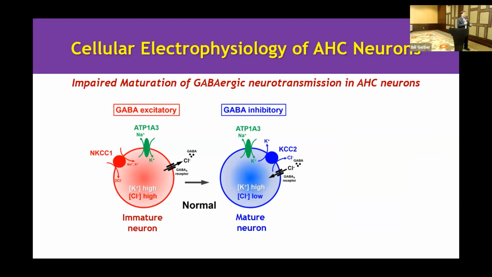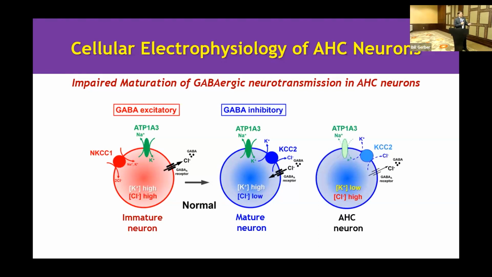Well, what happens in AHC? Well, we think there's a connection because normally we expect the potassium concentration to be very high inside of cells, and that helps push chloride out. But what happens in AHC when potassium is low? There's less push. So chloride is likely not to be pumped out as effectively, and so maybe intracellular chloride remains high longer in the maturation of neurons.